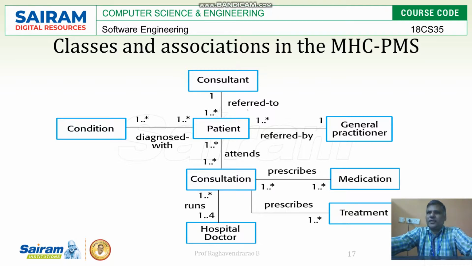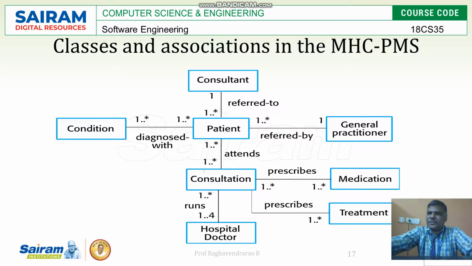One consultant can be referred to many patients. A consultant can have more than one patient, but a patient can be referred to only one doctor or consultant. Now here, the patient can refer to the general practitioner. One general practitioner can be referred by many patients. Then we have here, the patient can attend the consultant.